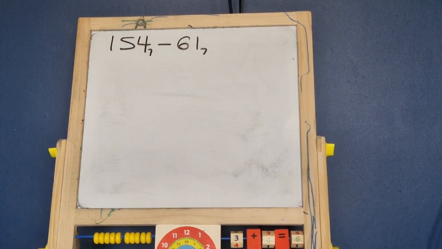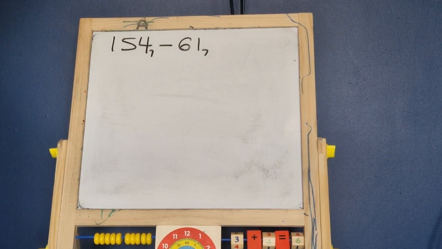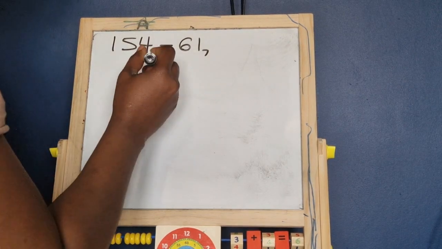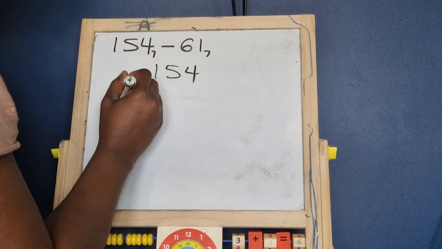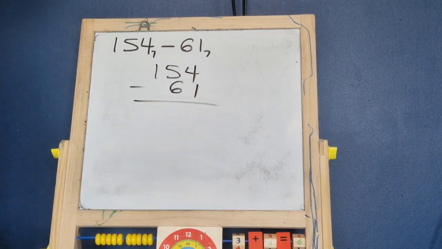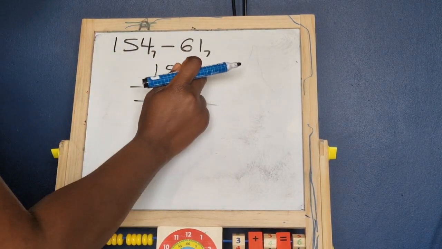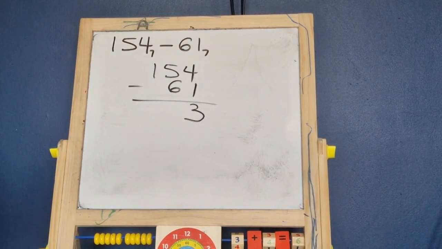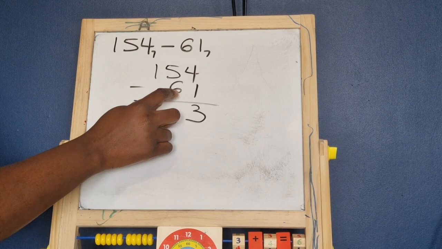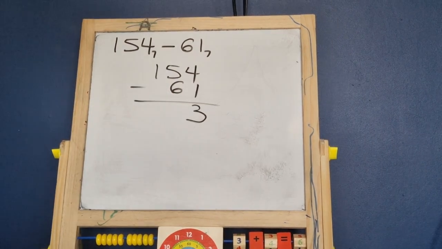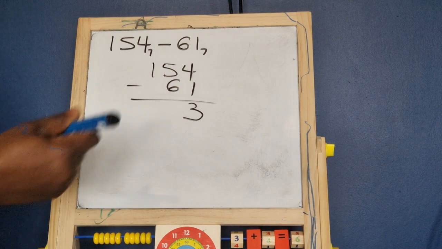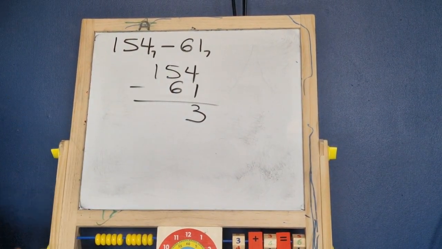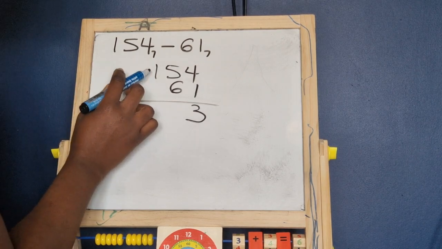It's the same way when you are subtracting. Just be conscious, have it in mind that you are subtracting in other bases. So now we have 154 minus 61 base 7. 4 minus 1 is 3. So we write 3. Now we want to subtract 6 from 5. But 5 is smaller than 6, so we need to borrow 1 from here.